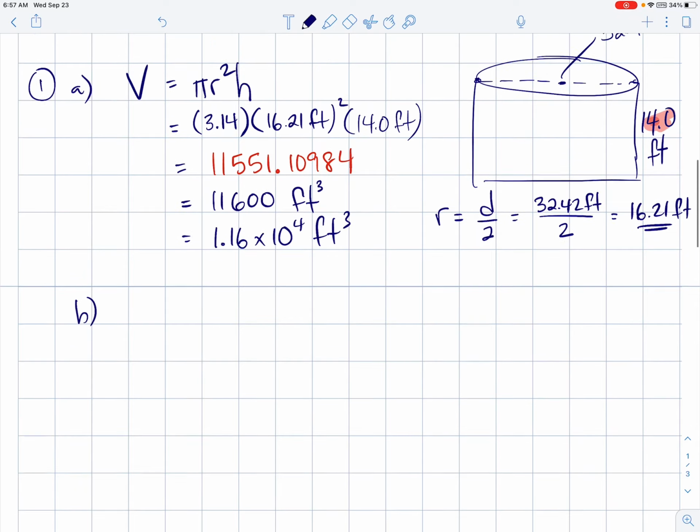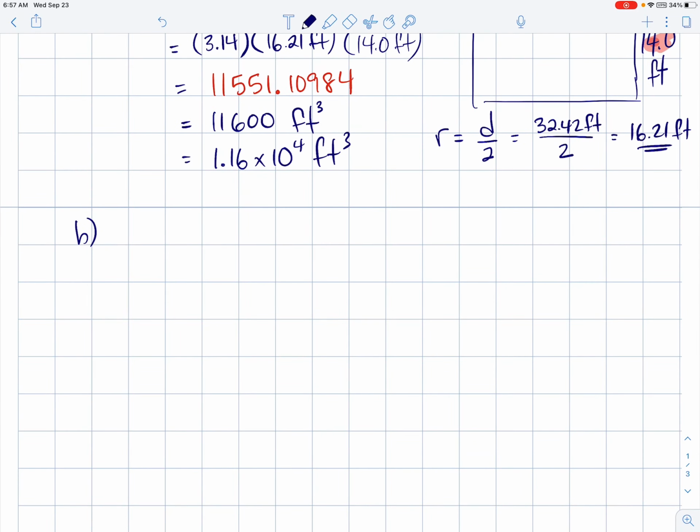For part B, we need to convert the volume that we just found, 11,600 cubic feet, to cubic meters. Right? So we need to convert the cubic feet to cubic meters. Now I'm going to guess that nobody here watching the video knows how many cubic feet are in a cubic meter. I don't know that. Or how many cubic meters are in a cubic foot. I don't know that. So we can't do this in just one step. All right, so we're going to do this in a few steps.